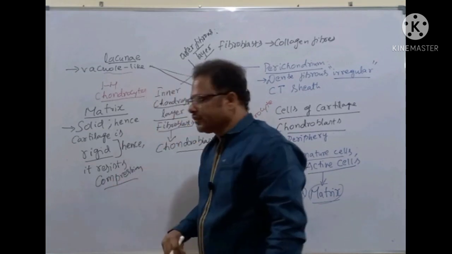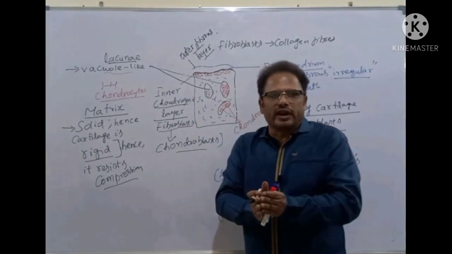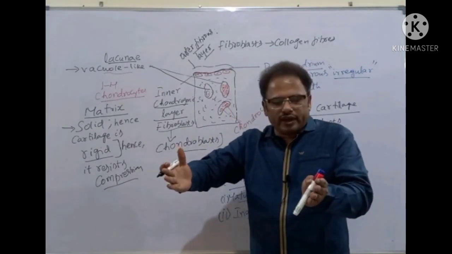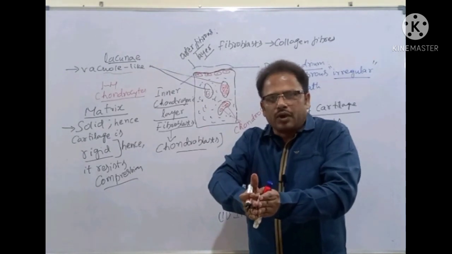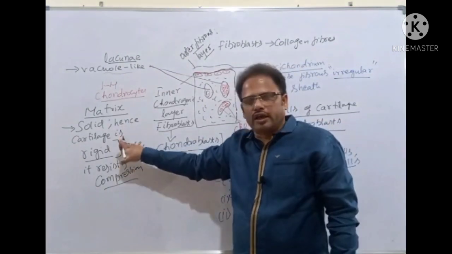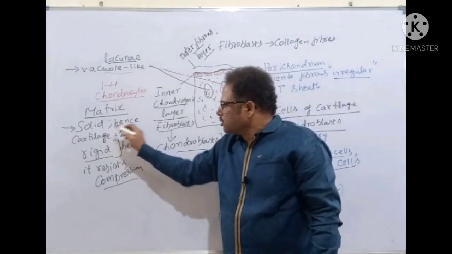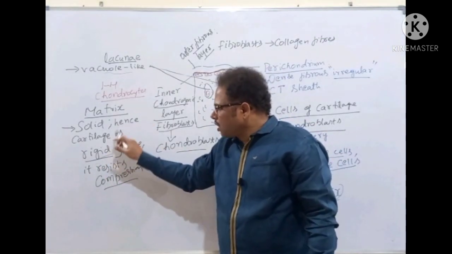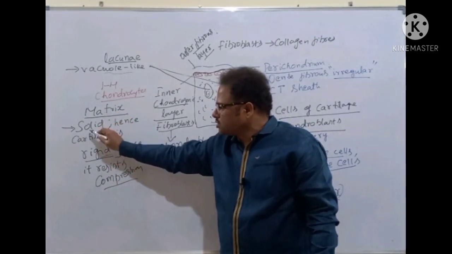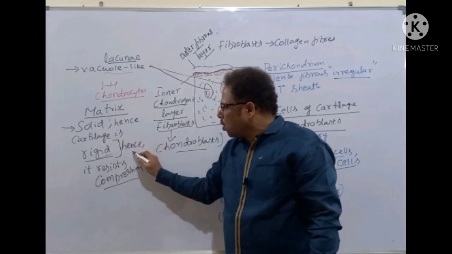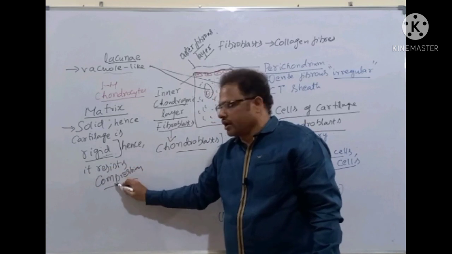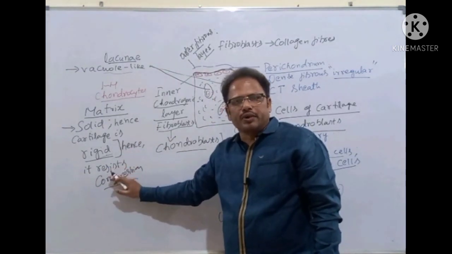What is compression? Change in the volume is called compression. For example, if you take something and it changes in volume like this, that is compressed. But you can't compress the cartilage. Why? Because it is rigid. Why is the cartilage rigid? Because the matrix is solid. So the cartilage resists compression.